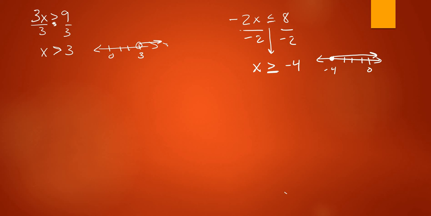Okay, so that's dividing both sides by a number. If we divide by a positive value, we keep the inequality symbol in the same direction. If we divide by a negative, we have to flip the inequality symbol in the opposite direction. Okay, let's try some where we're multiplying.